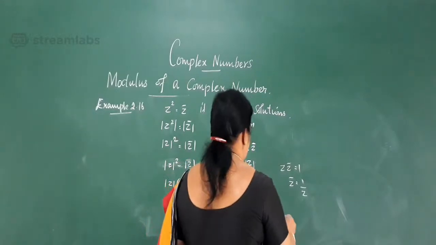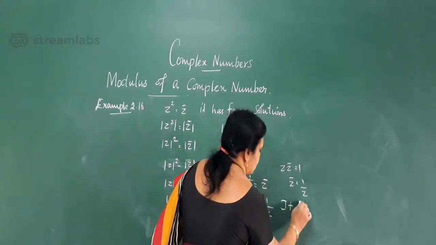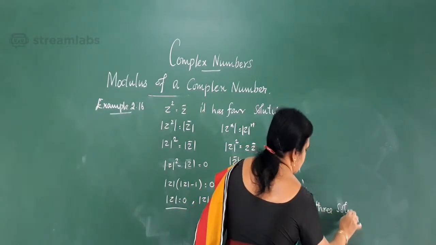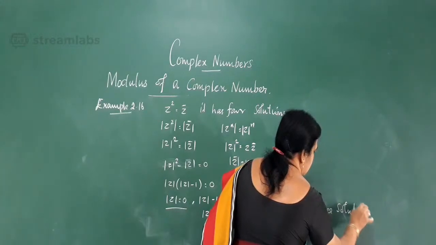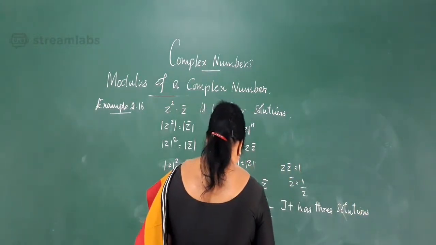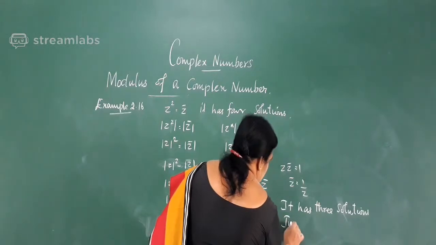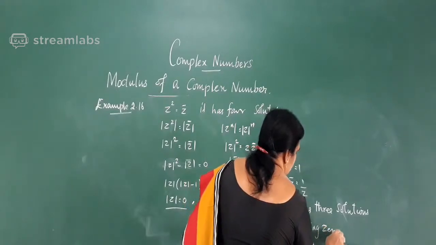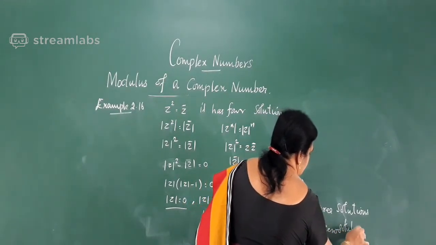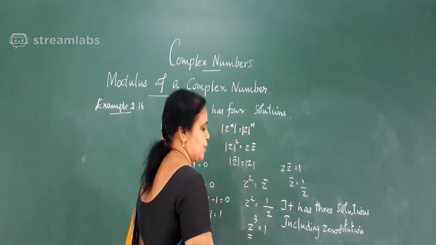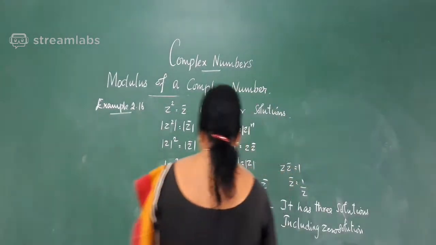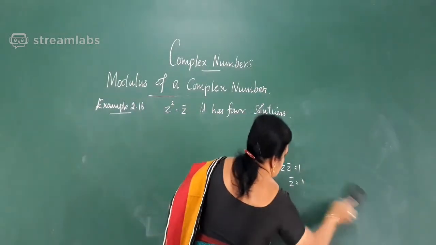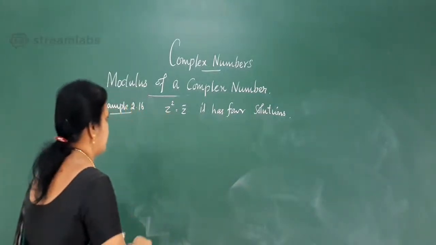So just write that sentence. It has 3 solutions. One more thing, including zero solution, totally it has 4 solutions. You just see, this is very easy to do. One more time I will do it for you. This is a very important one also.